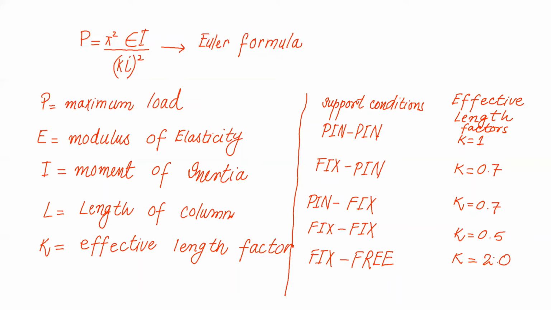So what does that mean? You have to consider these factors for different conditions, and take whatever value is given there. For different support conditions, you have to put the effective length factors differently in this formula, which I have told you here. And what is this formula? Let me take another pointer color. Oh my God, what happened? It is erased. Oh, sorry.